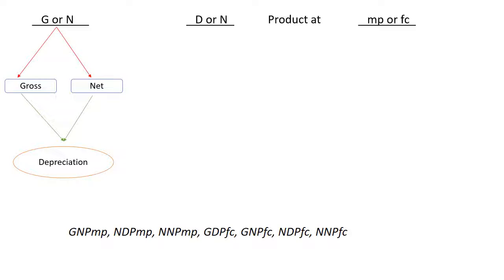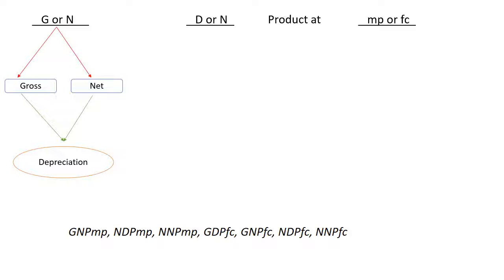The first letter could be a G or an N, and the first letter G would represent gross. The second letter which is possible is N, and that will refer to net. And we know based on the relationship that gross and net are related through depreciation.